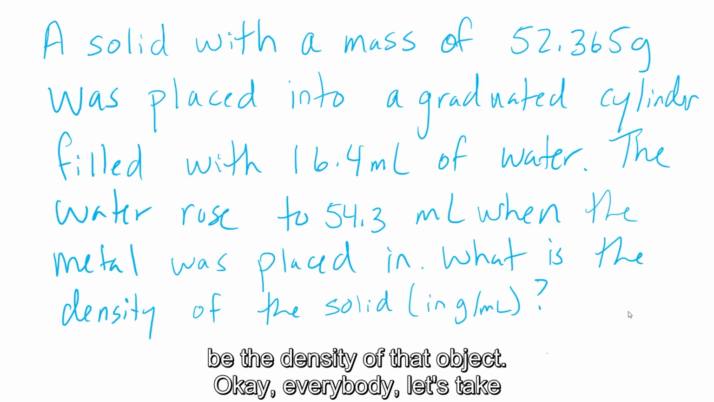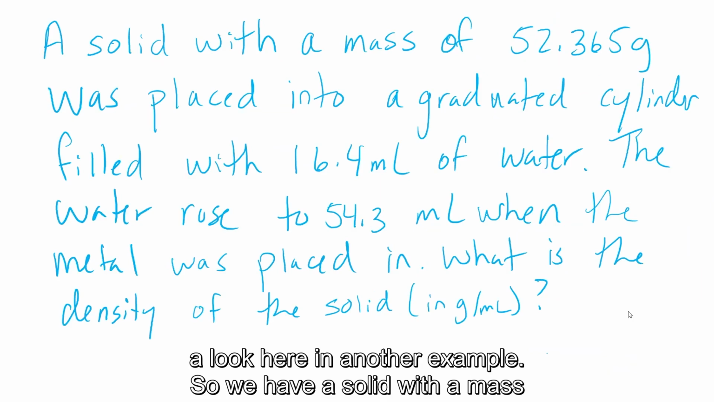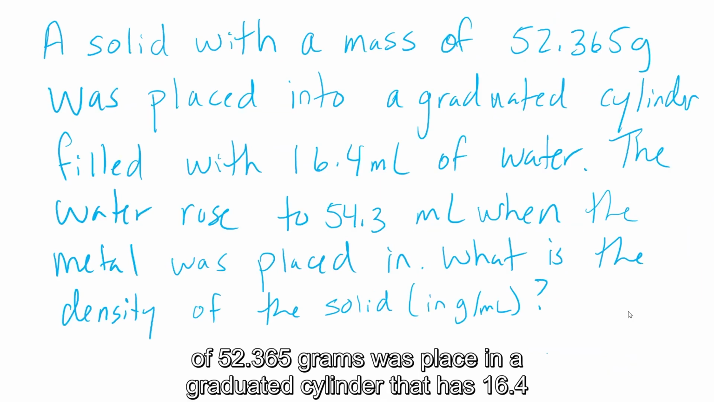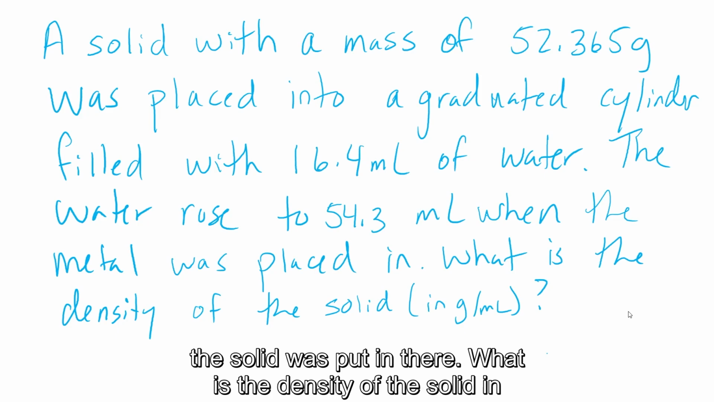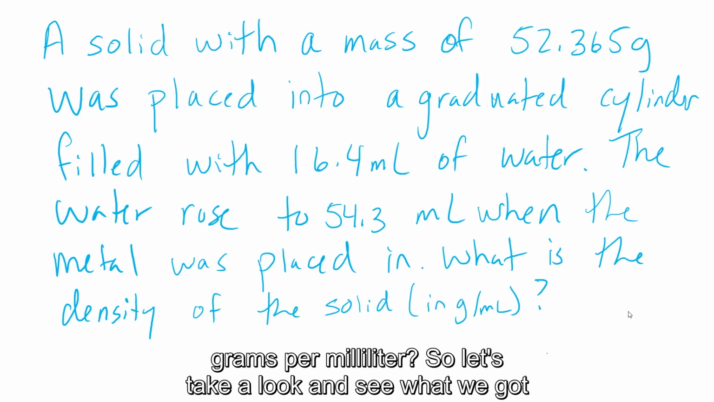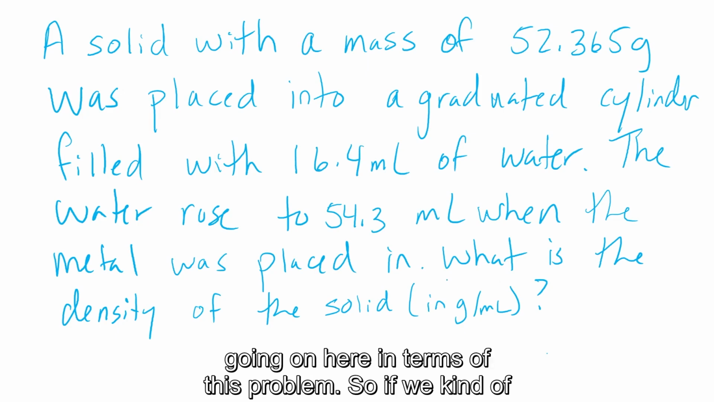Okay, everybody, let's take a look here at another example. So we have a solid with a mass of 52.365 grams, was placed in a graduated cylinder that has 16.4 milliliters of water. The water rose to 54.3 milliliters when the solid was put in there. What is the density of the solid in grams per milliliter? So let's take a look and see what we got going on here in terms of this problem.